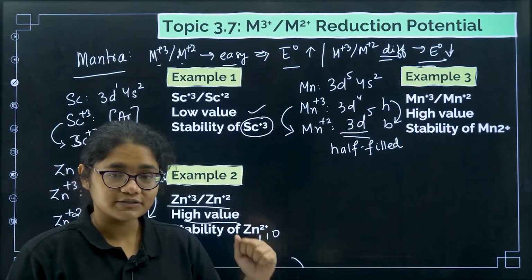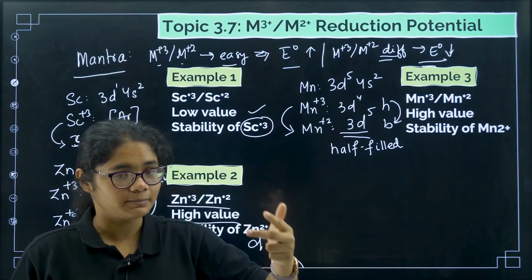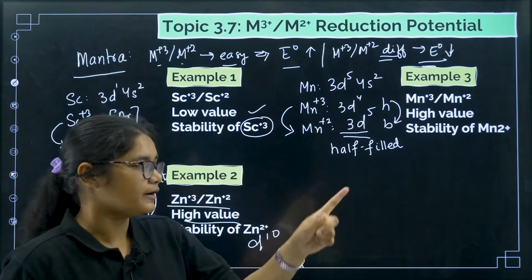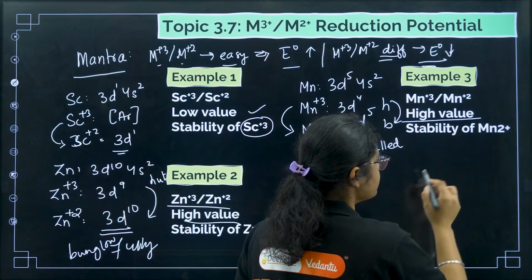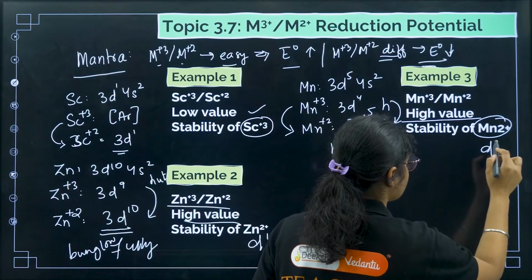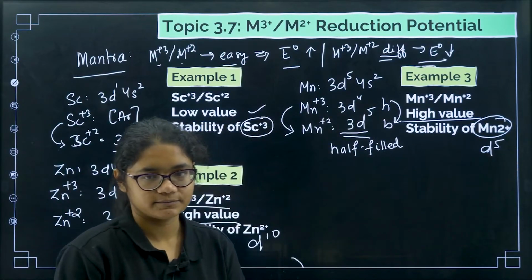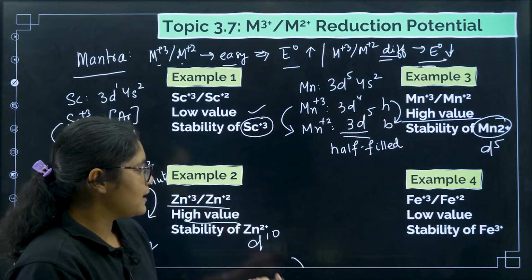So that is why the conversion from plus 3 to plus 2 is very easy here. The reduction potential will be a very high value. What is the reason? The stability of the d5 configuration of Mn2 plus. Okay. Now coming to example 4.